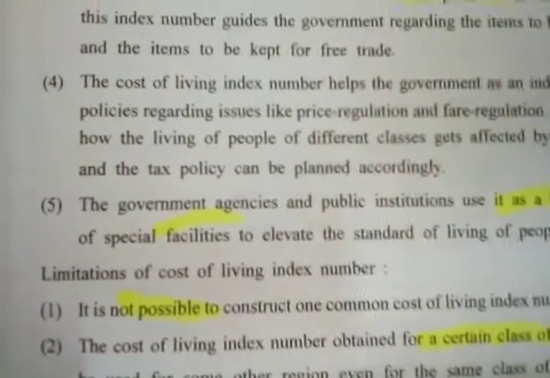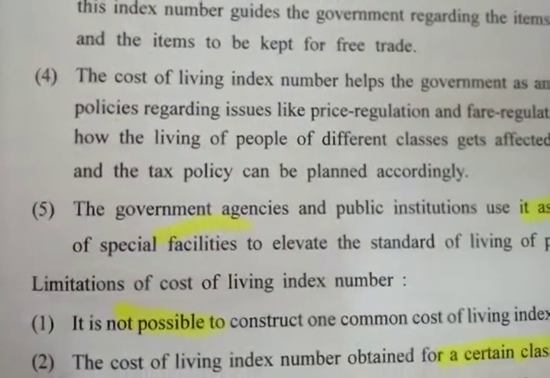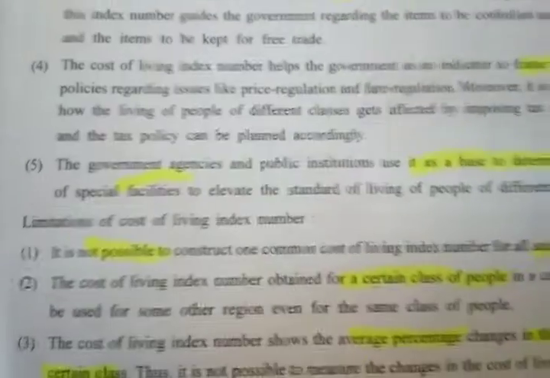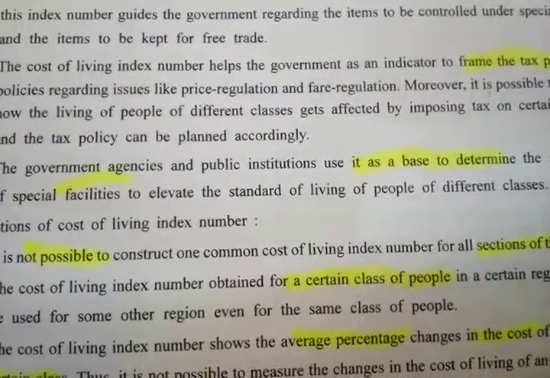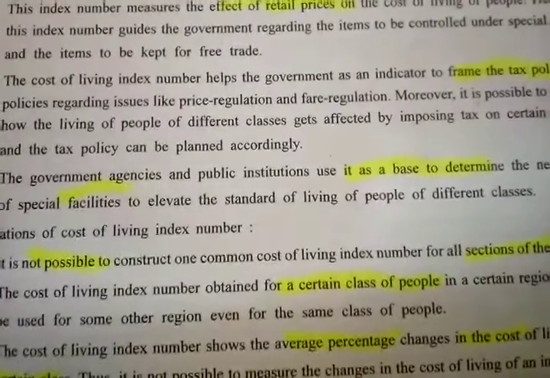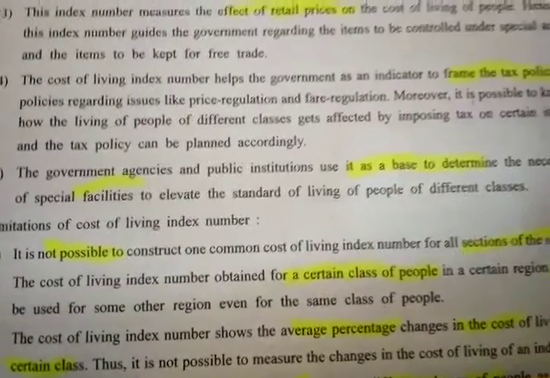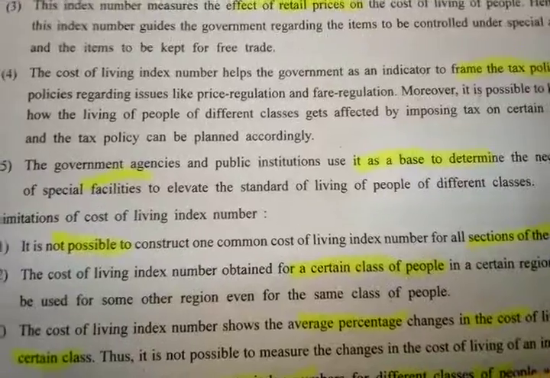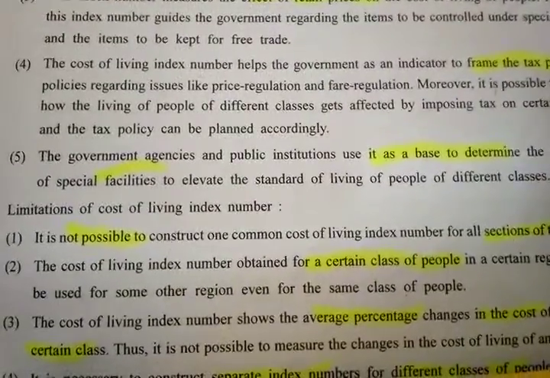Now we proceed to see the limitations of cost of living index number. What are the limitations? Number one is it is not possible to construct one common cost of living index number for all sections of the society. That means different sections should have a different cost of living index number. Therefore, one common cost of living index number is not possible.